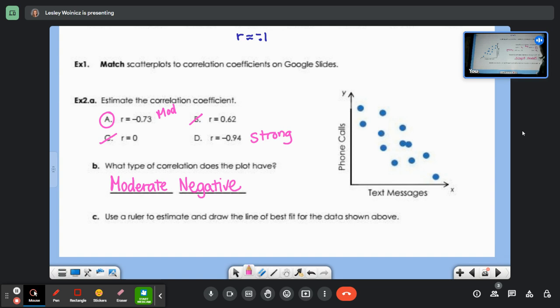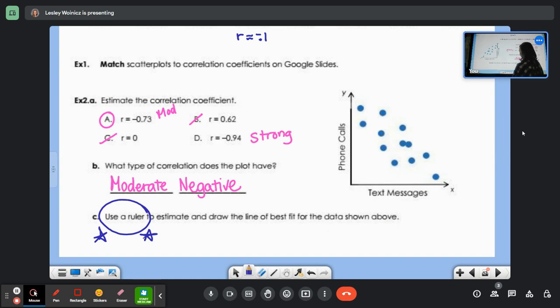Okay, part C says we have to use a ruler. So if you don't use a ruler on your test, you will lose points. So please circle that, put stars by it. Make sure you use a straight edge. You can use a folded piece of paper. You can use the fold as a straight edge. You can use your school ID, whatever you need to do if you don't have a ruler with you.